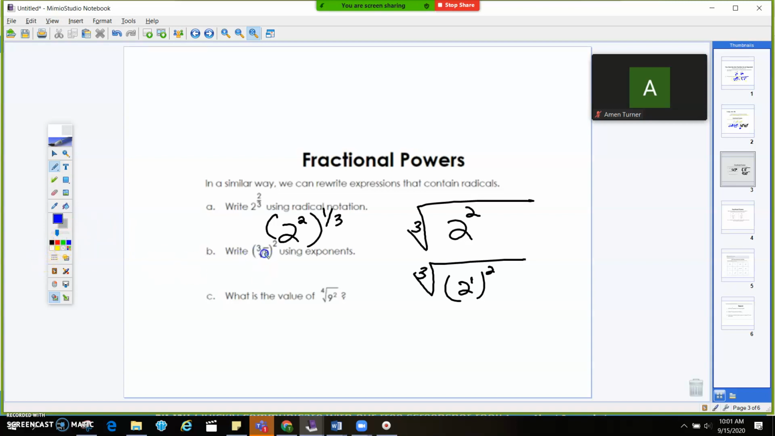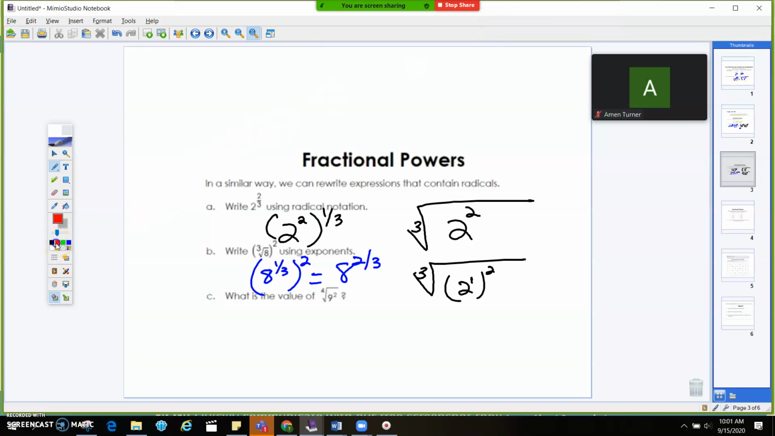So you've got the cubic root of 8 raised to the 2nd power. So I'm going to write this out using exponents. Keep in mind, this cubic root really is just like raising something to the 1/3 power. So this is 8 to the 1/3 power, and we're going to raise it to the 2nd power. Okay? I'm going to multiply my exponents, so that's going to give me 8 to the 2/3 power. Boom, done. Okay?